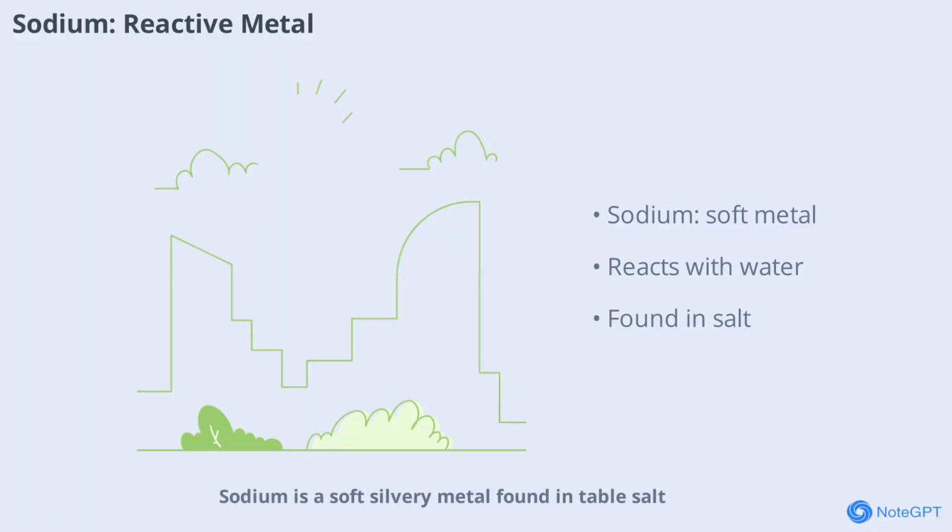Sodium is a soft, silvery metal found in table salt. It reacts violently with water and is essential for nerve function in our bodies. Sodium compounds are used in everything from soap to streetlights. Its high reactivity means it's never found pure in nature.